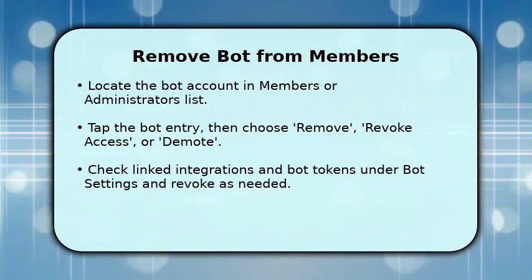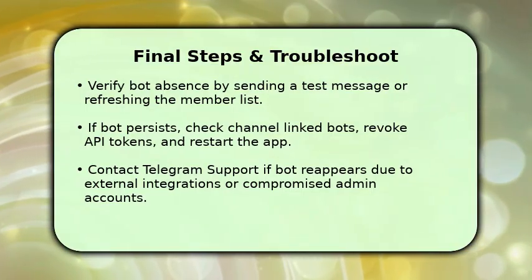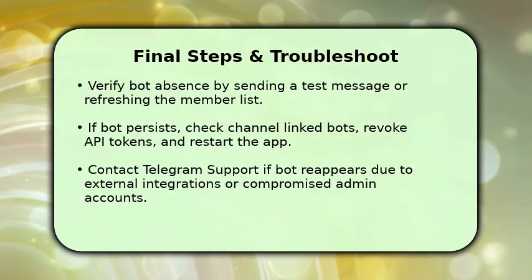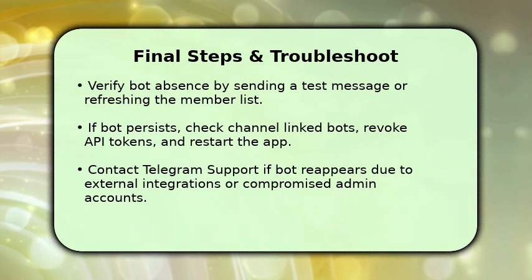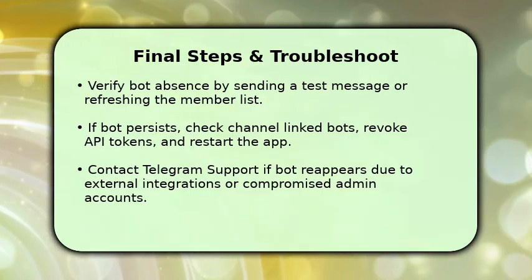Finish by double-checking that the bot is gone. Send a test message and refresh the member list. If the bot still shows up, revoke any API tokens or webhooks you find, remove it from linked channels, and restart the app. Sometimes cached data hides changes.